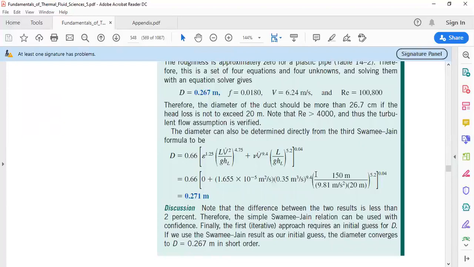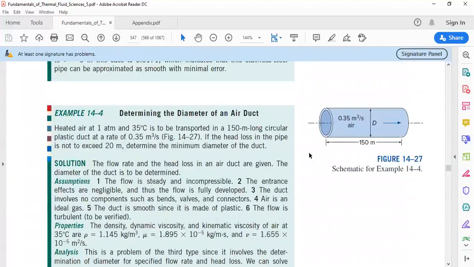This example is to calculate the diameter of an air duct. It tells us here that there's heated air at 1 atmosphere and 35 degrees Celsius. We need these properties, the conditions of the flowing fluid, to get the properties. It is to be transported in a 150 meters long circular plastic duct at a rate of 0.35 cubic meters per second. If the head loss in the pipe is not to exceed 20 meters, so that's the HL, obviously it's major losses, no components in this pipe. Determine the minimum diameter of the duct.